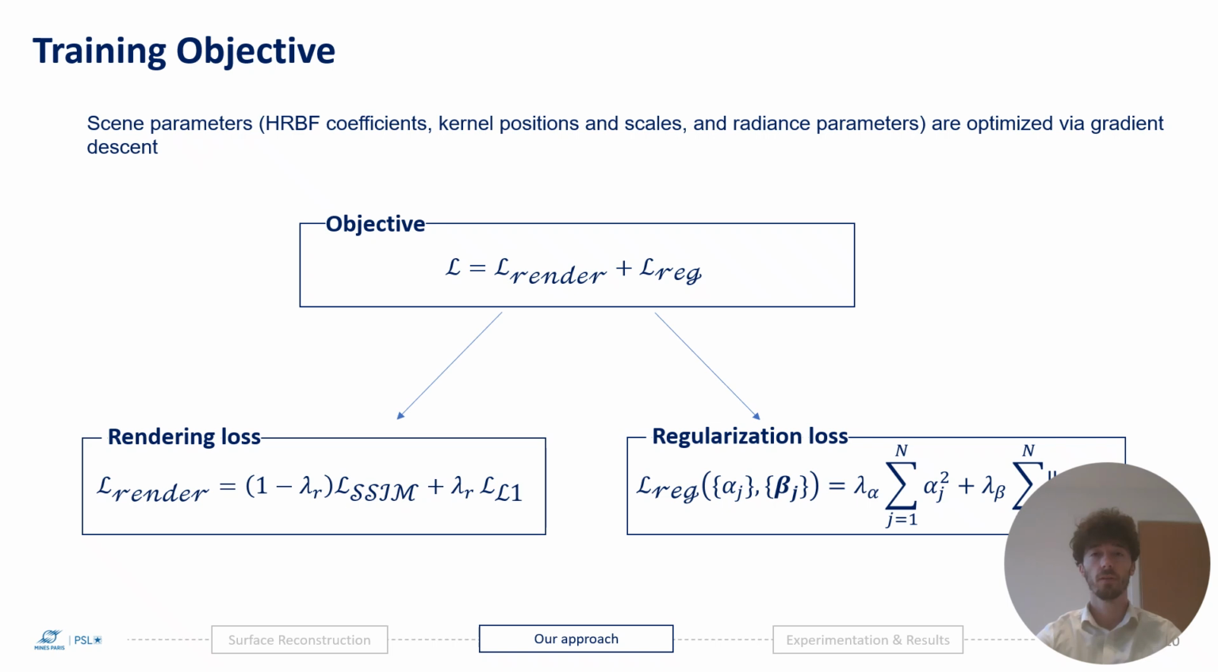Once the representation is defined, all scene parameters are optimized jointly through gradient descent. This includes the HRBF coefficients, the kernel positions and scales, as well as the radiance parameters. Our training objective combines two terms, a rendering loss and a regularization loss. The rendering loss measures the discrepancy between rendered images and ground truth views. In practice, we use a combination of SSIM and L1 losses. The regularization term is applied to the HRBF coefficients and helps stabilize the optimization by penalizing large parameter values. Overall, these objectives allow the geometry and appearance to be refined directly from image supervision while preserving a coherent implicit surface representation.